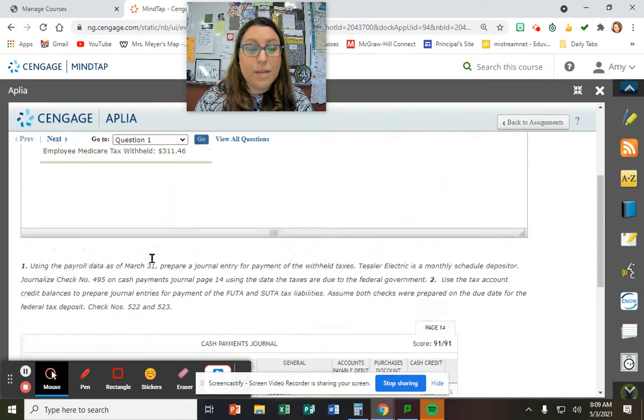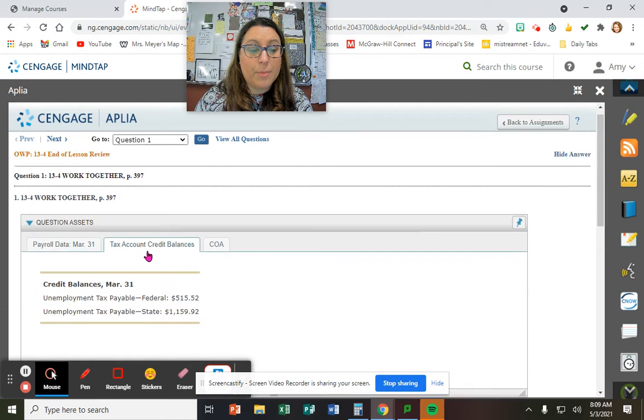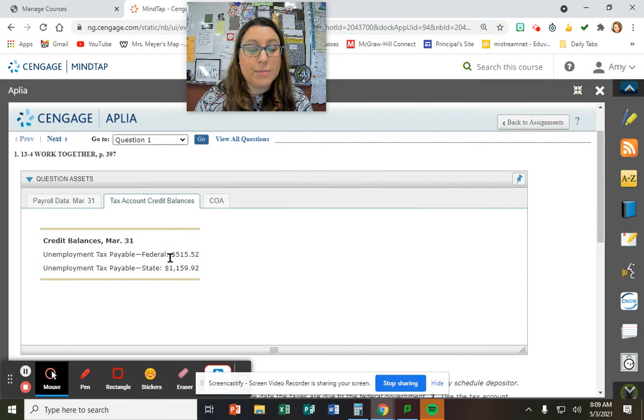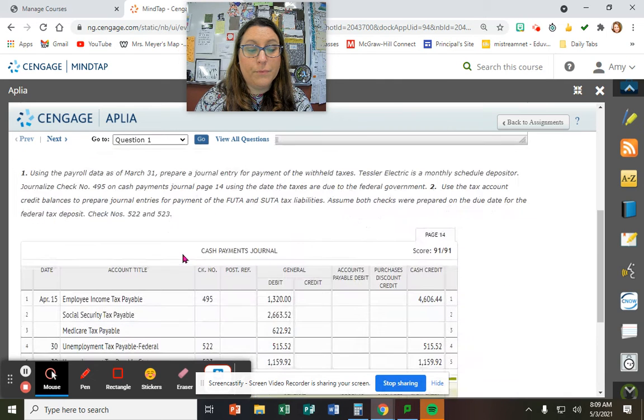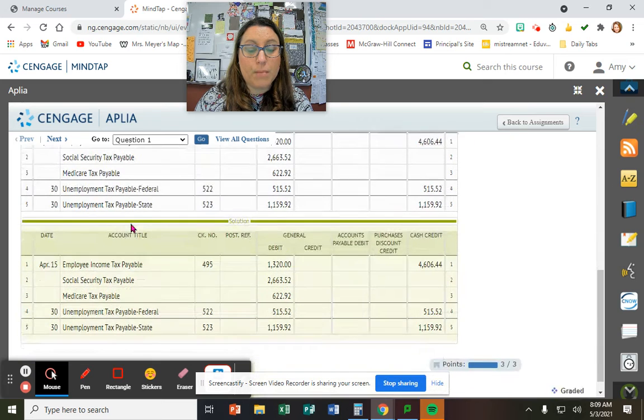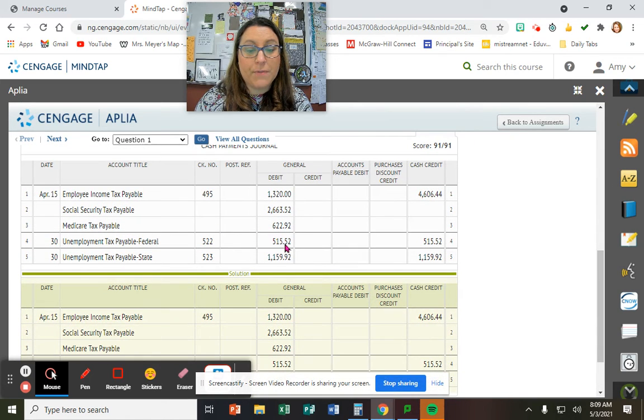Remember, that information comes from this tab. It says unemployment tax payable federal right there. And here are the check numbers in the story problem. So there it is, 515.52. Your unemployment tax payable dash state, check 523, is for 1159.92. Again, that's in that tab up above.